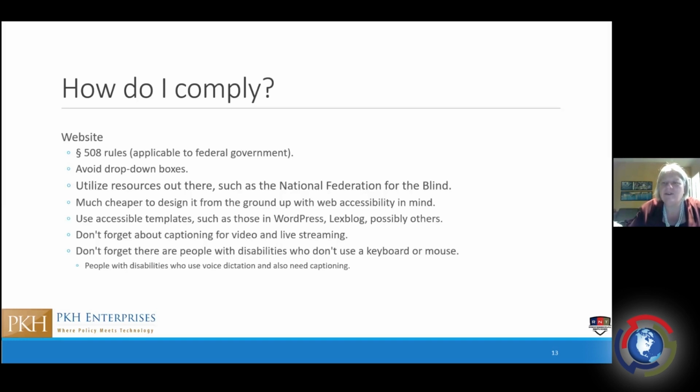And there are other things that just make it easier. Drop-down boxes are hard for some. Utilizing resources out there, the National Federation of the Blind does have guidance on what works and what doesn't work for a blind person on technology. It is much easier if you start from scratch than if you try to add it at the very end. If you think about design for disabilities in the beginning, you're not going to create as many things that you have to fix in the end.